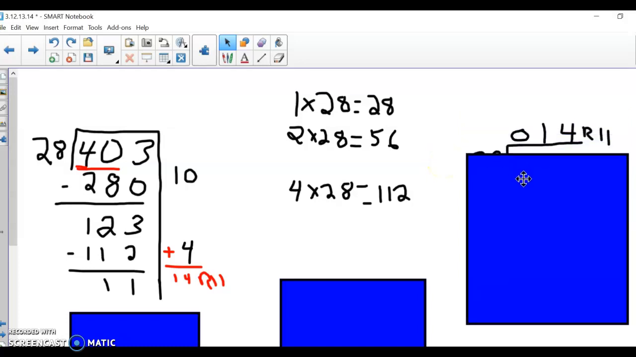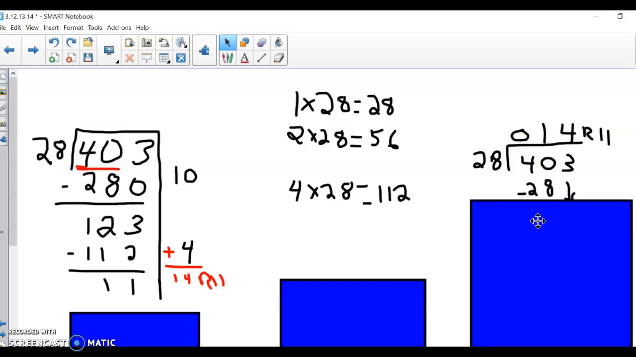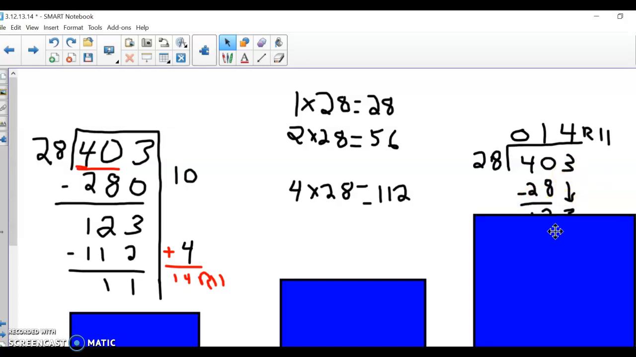All right. So we know the answer is going to be 14 remainder 11, right? And I put that 0 up top to keep my place value. 28 times what can get me to 4? Nothing. But 28 times 1 will get you to 28. We did the exact same thing. We wrote 28 underneath. Some of you still write 280, and that's totally fine, and you subtract everything. And I bring my 3 down.